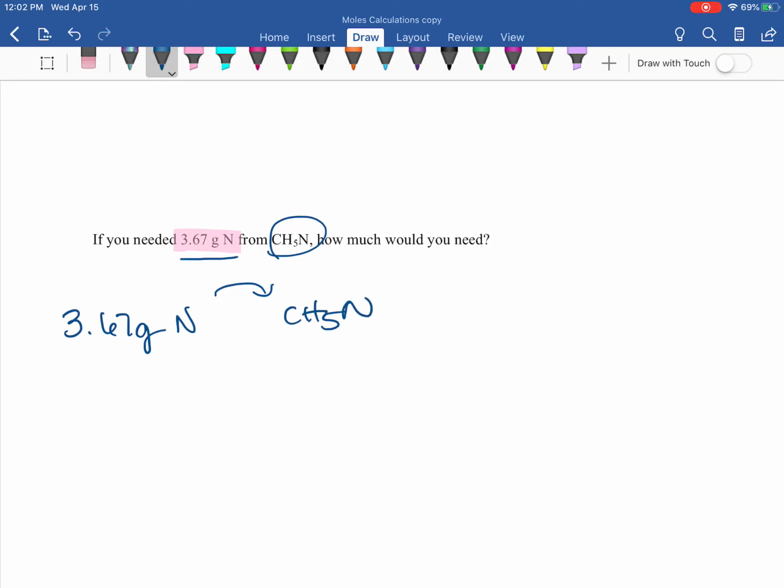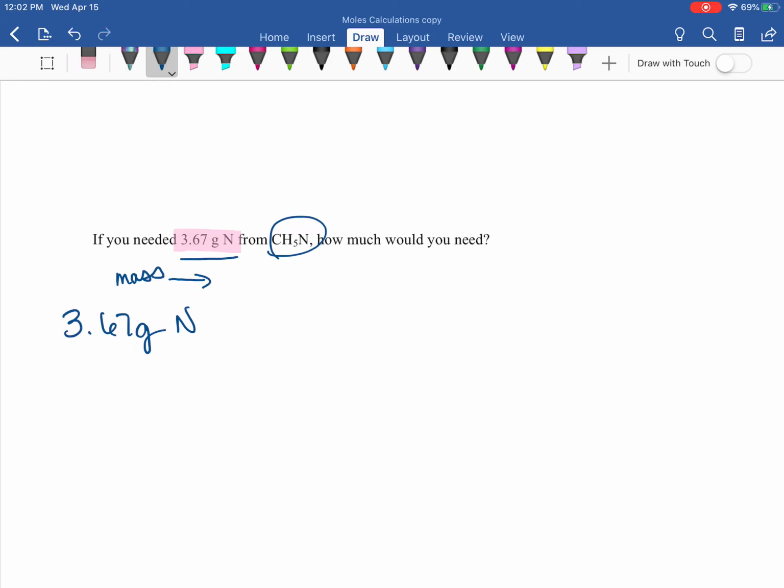We're about to buy, oh, okay, don't actually buy it. It's illegal. We're about to buy methylamine, but we already know that we're going to need more of that methylamine because there's other stuff in it. It's not all nitrogen. We can't go buy 3.67 grams or we're going to come short. So let's follow our same process.